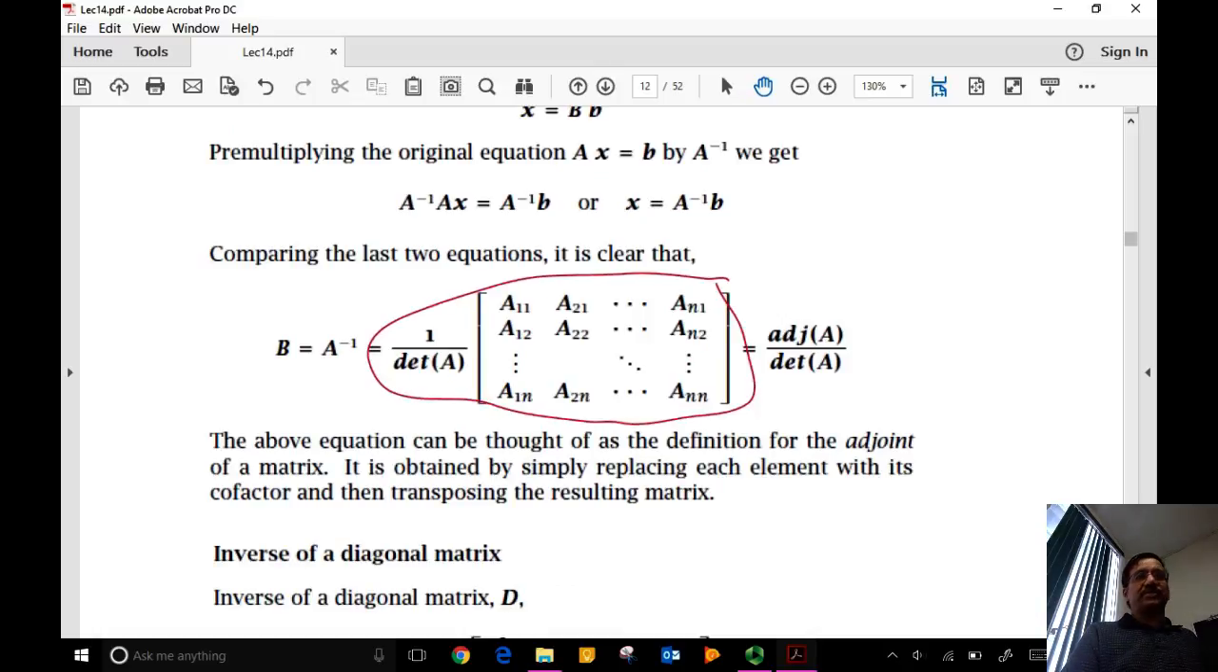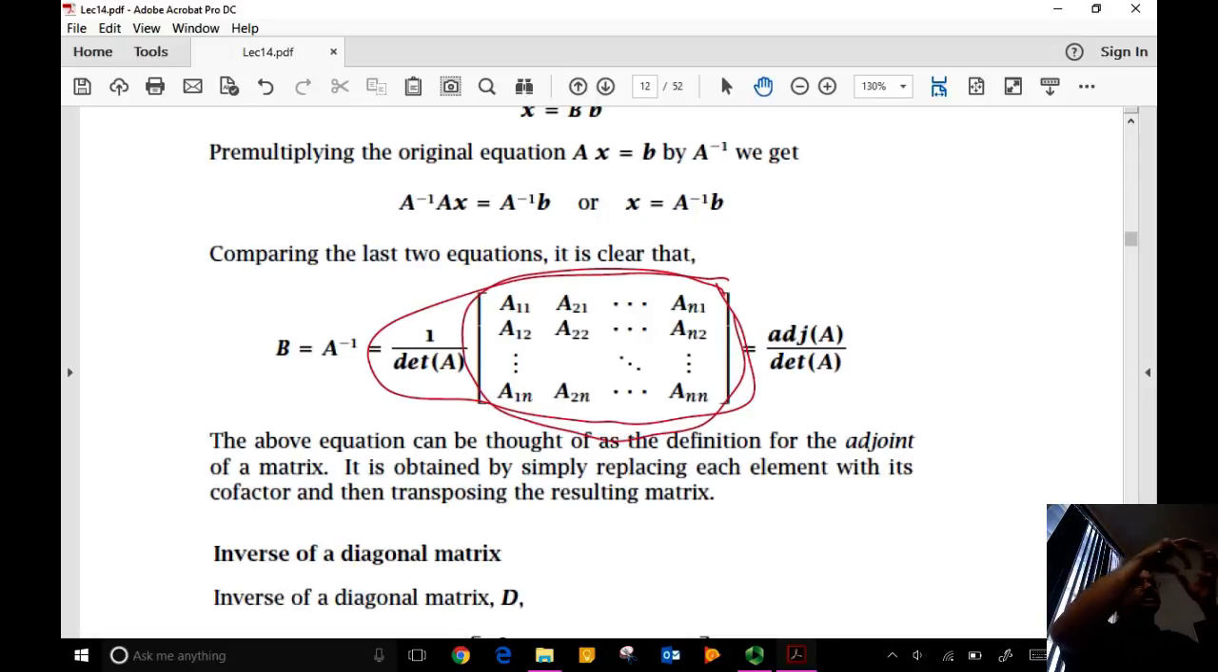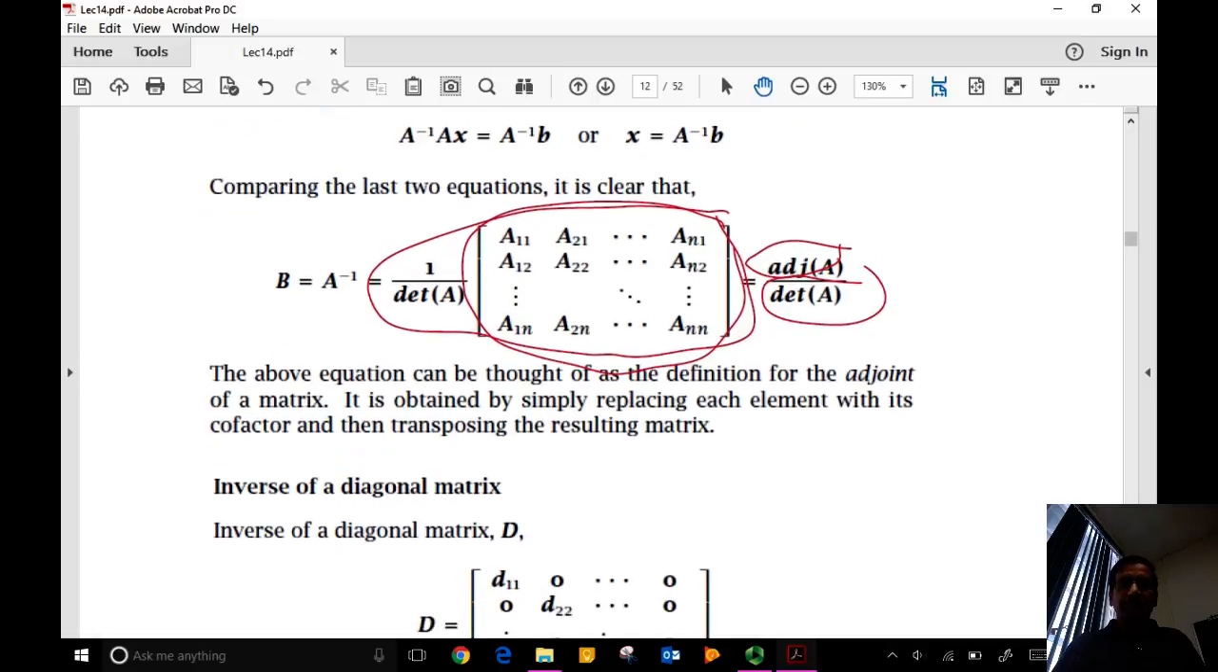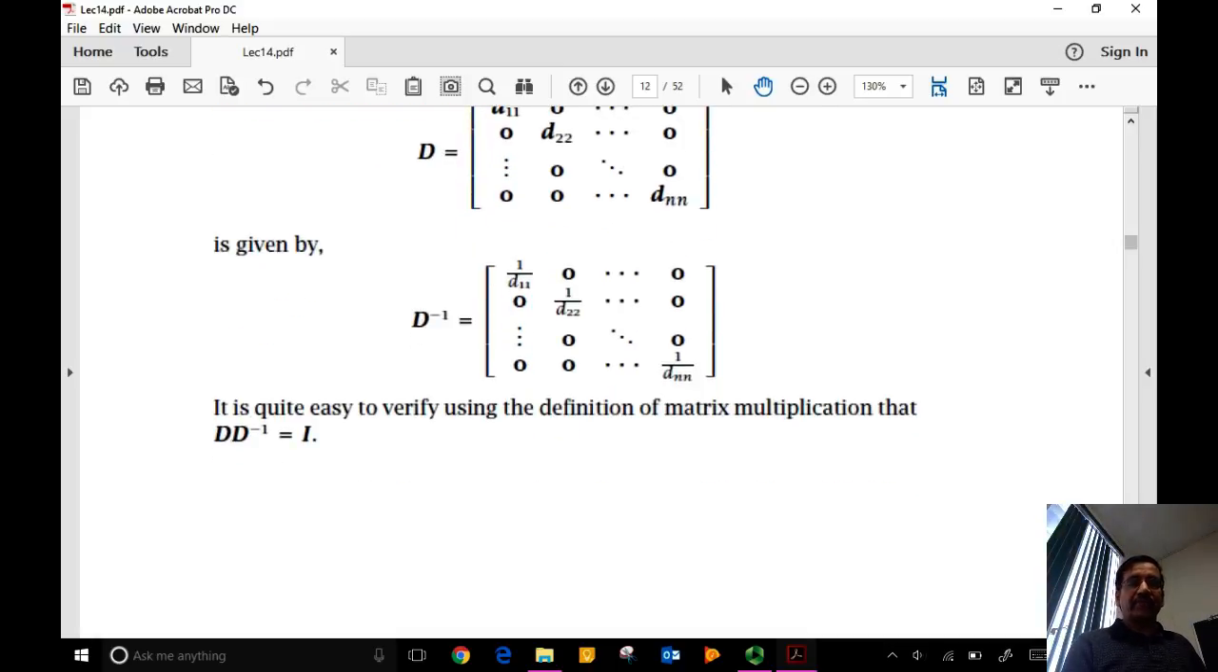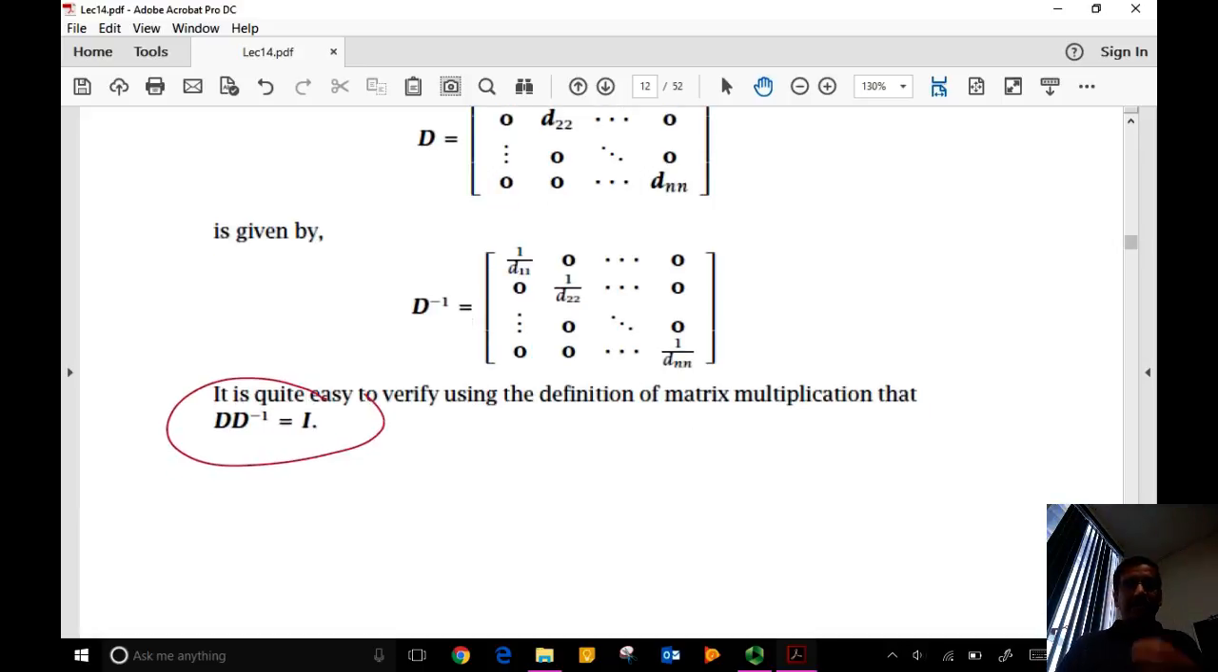Okay, so that's capturing what we just wrote down earlier. So B, which is A inverse, and this matrix is called the adjoint of A. Essentially, take the minors of A and then transpose them, and that gives you the adjoint, and then divide by the determinant. Now, it turns out that the inverse of a diagonal matrix is very simple, just 1 over D11, 1 over D22, etc. You can verify that easily because when you do D times D inverse, you will get I automatically.